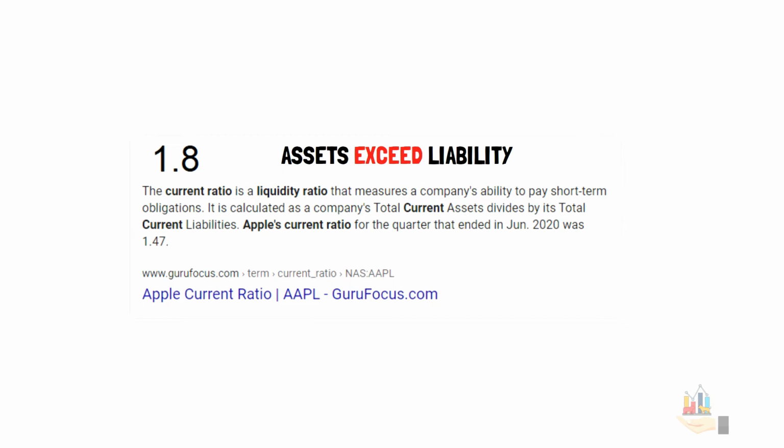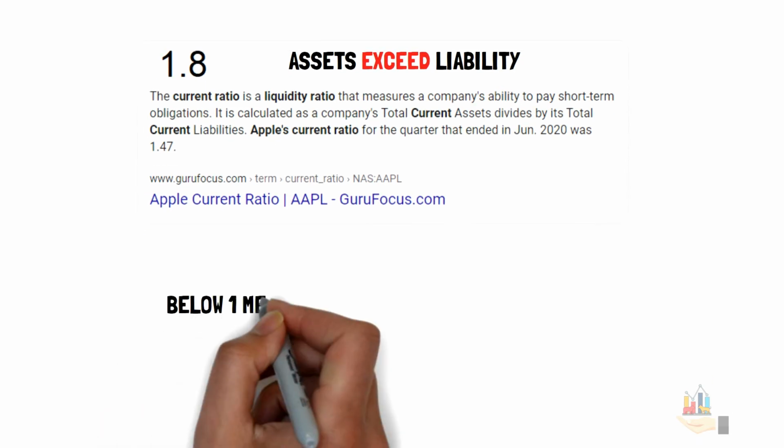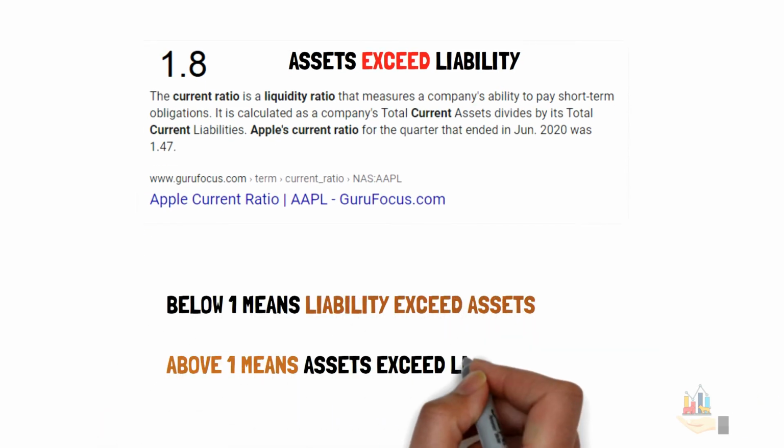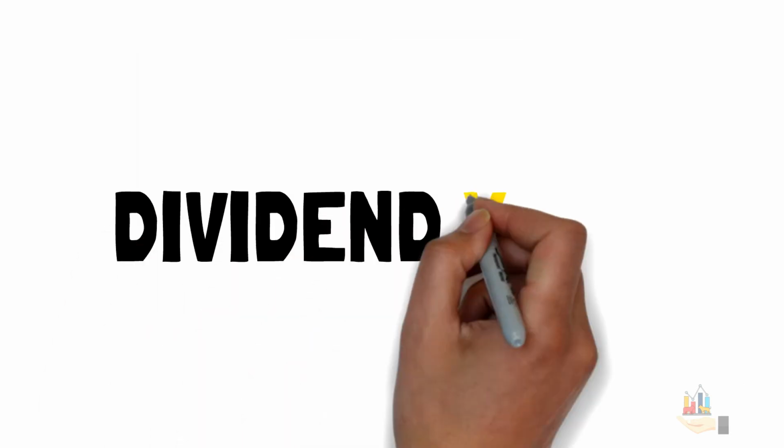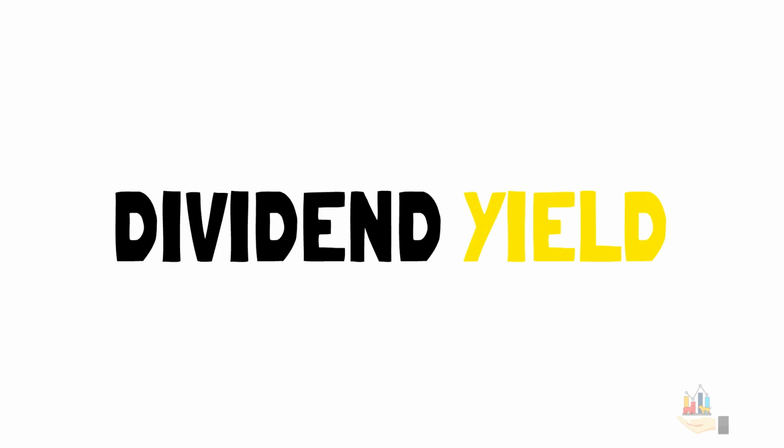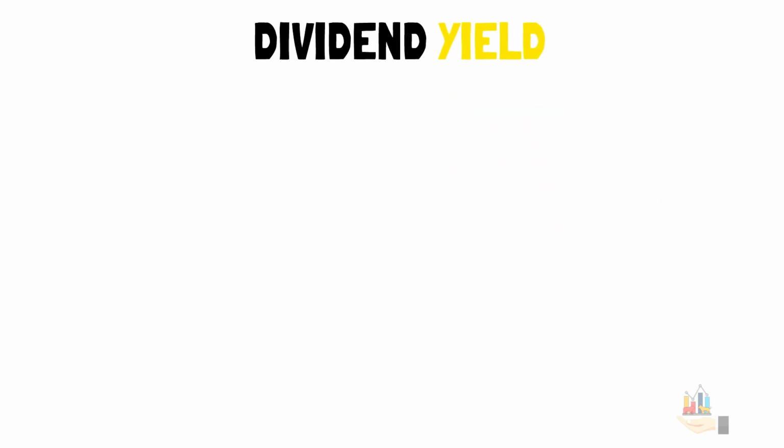That means that assets exceed liabilities. Remember, below 1 means liabilities exceed assets, above 1 means assets exceed liabilities, above 3 means the company is holding excess cash. Next, dividend yield. It's always nice to have a backup when a stock's growth falters.